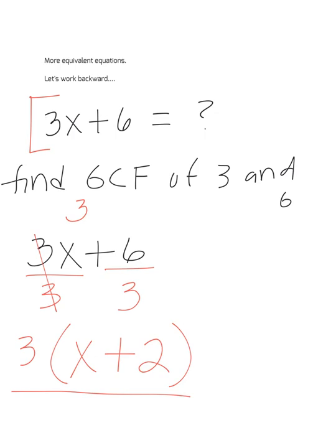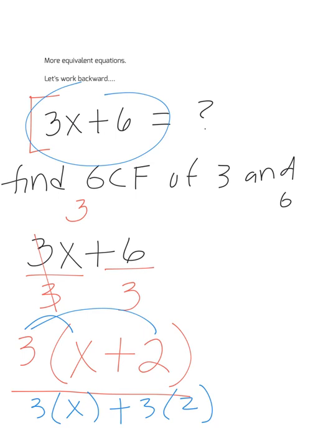Well, are we sure that we did this correctly? So let's go ahead and check by doing the distributive property. 3 times x is 3x. 3 times 2 is 6. And then I'm going to write that out, and you can see that it does match what we have up there. So 3x plus 6 is equivalent to 3 multiplied by the sum of x and 2.